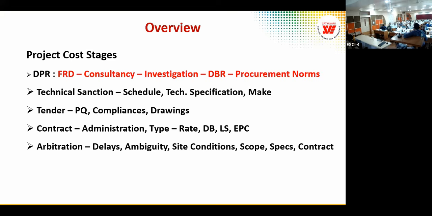Next is the technical specification. This is also an important document in the technical sanction. You must insist that the schedule, technical specification and make used in the DPR should be the same in the technical sanction. Apart from this, there are quantities and rates. In the technical sanction, rate will not come, but the rate influencing parameters of schedule, technical specification and make will. Make means cement, for example.